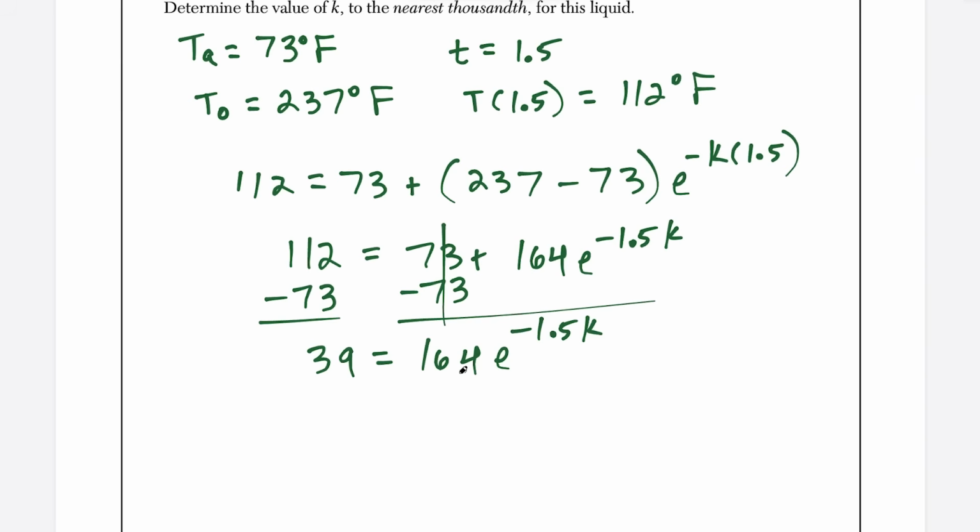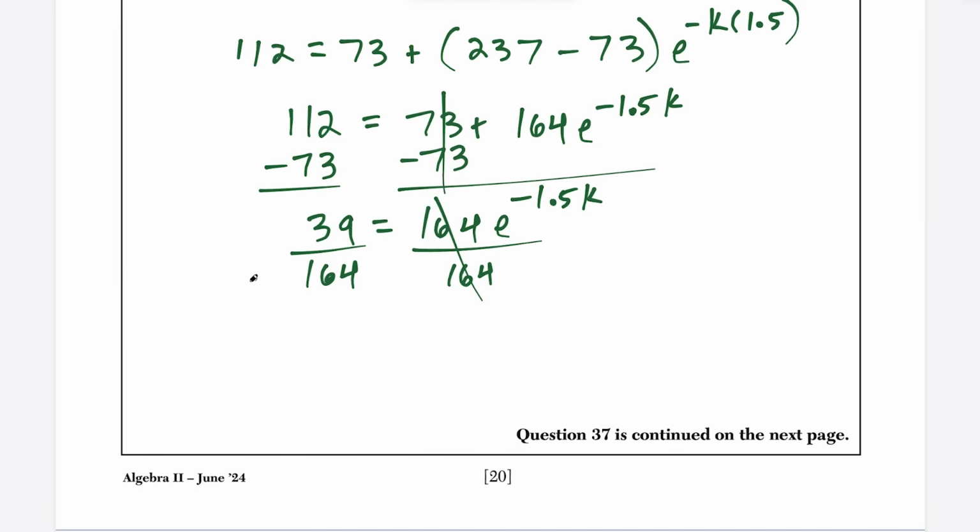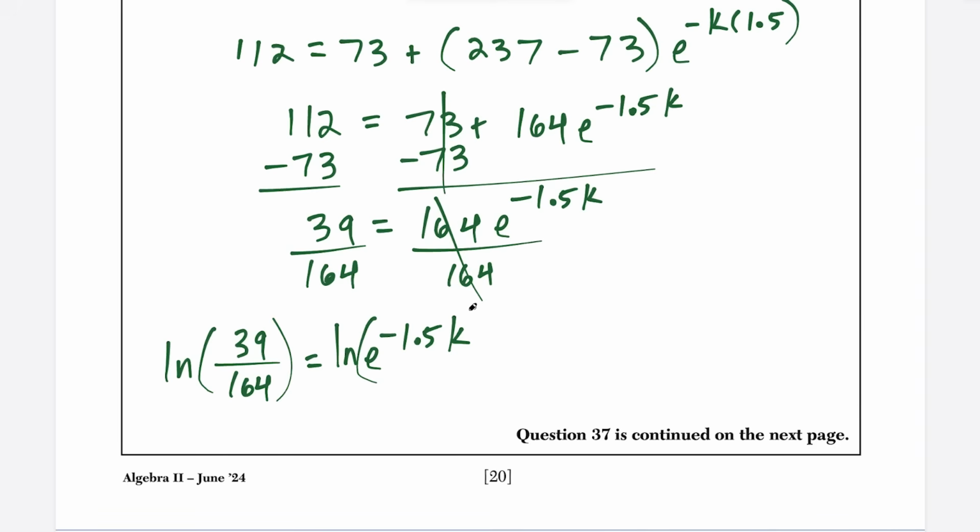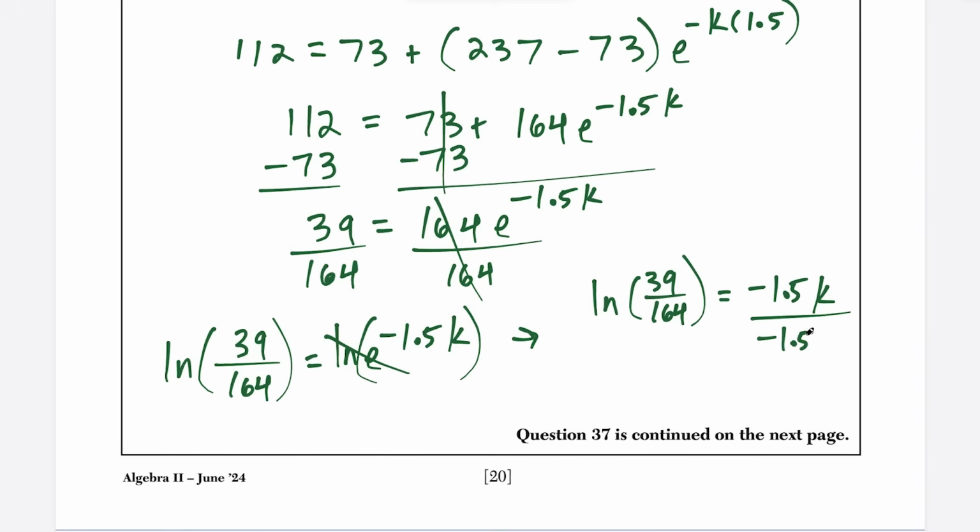From here, we want to solve for k, so we're going to divide both sides by 164. The 164 over 164 cancels, and we have 39 over 164 is equal to e to the negative 1.5 times k. Then I'm going to take the natural log of both sides. Natural log and e are opposites, so they cancel. This gives us natural log of 39 over 164 is equal to negative 1.5 times k. To solve for k, just divide both sides by negative 1.5.